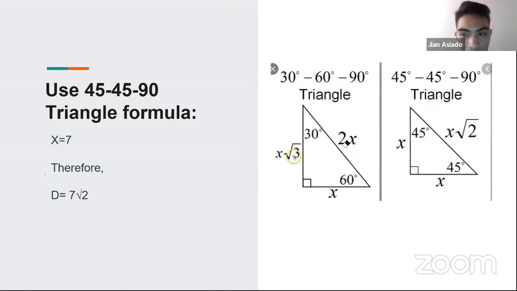No? Okay. And then, 45, 45, 90. This one, ganun din, no? Same applies, no? May formula din siya. So, 45 yung dalawa, then 90 ito. So, yung 90 naman, it corresponds to x square root of 2, no? So, same lang din.